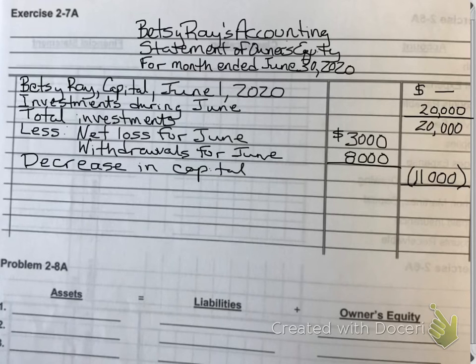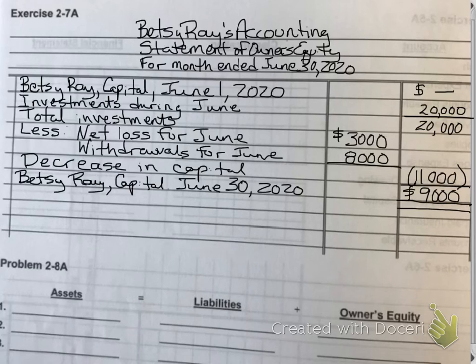And so our last line, what subtracting that $11,000 gives us, is Betsy Ray, capital, June 30th. So 20,000 minus 11,000 is going to give us the ending capital balance of 9,000.